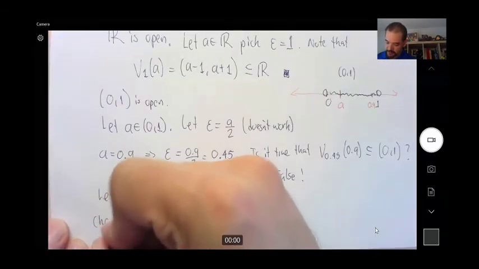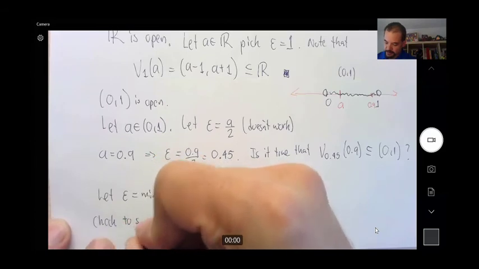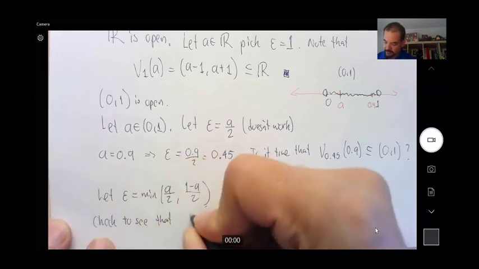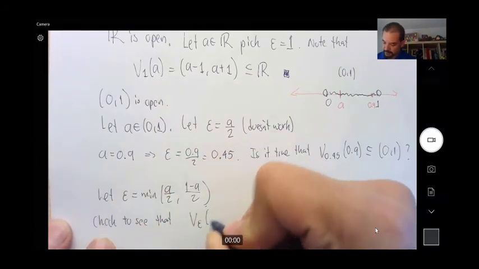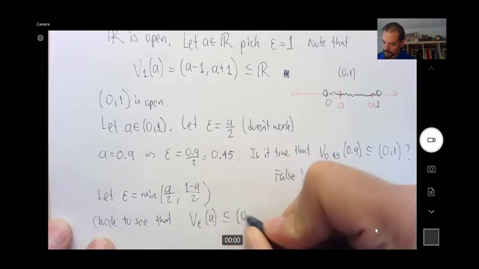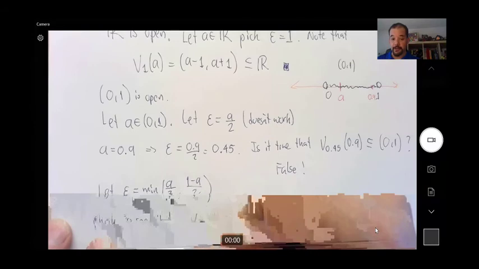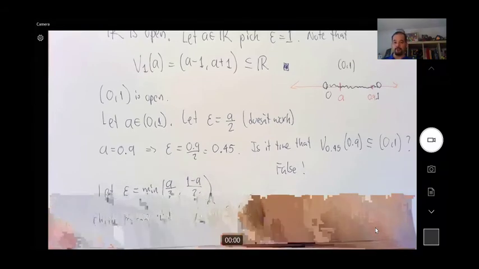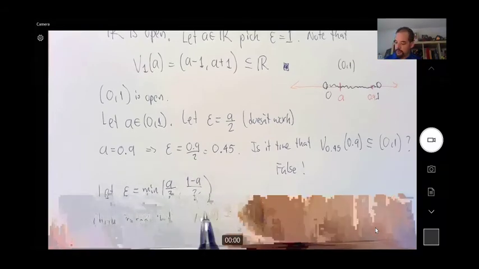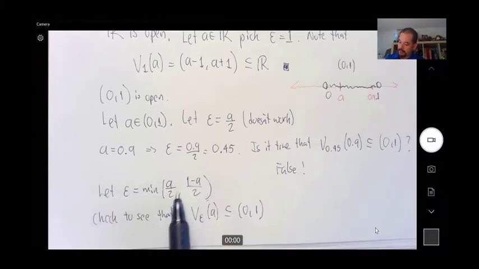Check to see that the epsilon neighborhood around A is inside 0, 1. It should be easy, right? How do you check that? Well, you need to check that any number in the neighborhood belongs between 0 and 1. All right. I don't want to do it because I want to present other examples.